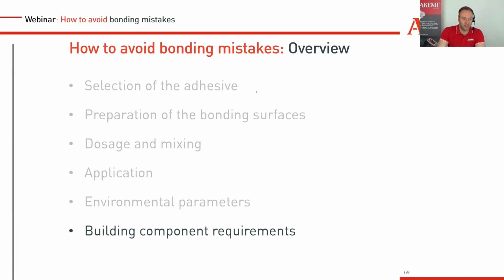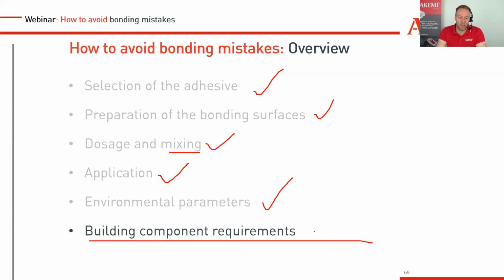Now we have checked everything. Selection of adhesive: we have chosen the right product, interior or exterior application. The bonding surfaces are rough, clean, and neat. We have dosed the right amount. We have properly mixed the glue. We have done a good application, the right amount of glue. We pressed everything well together. The temperature was okay. But then there can still be one thing.